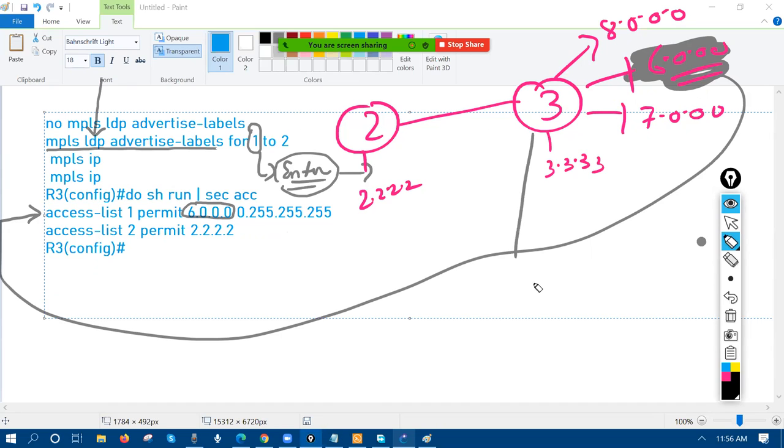For example, R3 has R4, R3 has R5. It will enable for all of them, right? But what I want is to share this LDP information only with this person, not with this guy, not with this guy. So after that, I'm saying to this person, hey, advertise the labels for this particular route, but only advertise to this person.